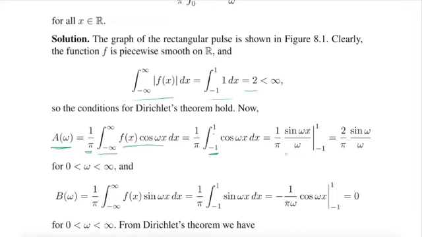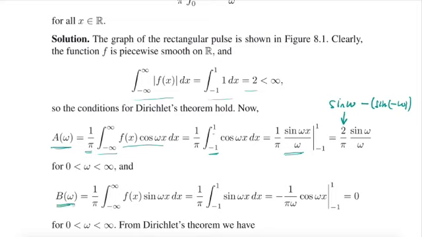Cosine omega x integrated is sine omega x divided by omega between 1 and minus 1. So we can sub it in, and then we get something like sine omega minus sine of minus omega. Okay, and then the sine carries the minus sign to the front, so we get it twice. So this gets a 2 here. So we get 2 over pi sine omega over omega.